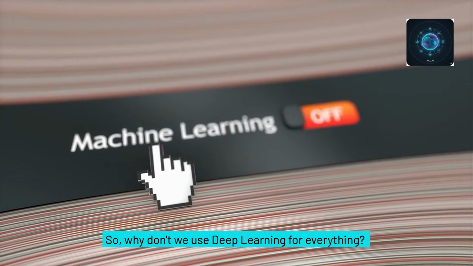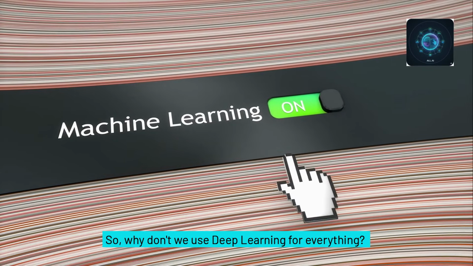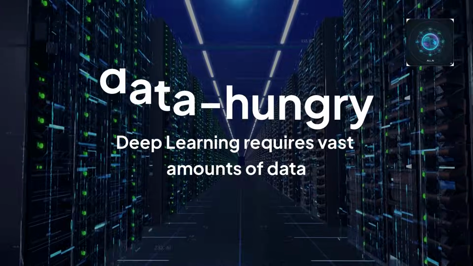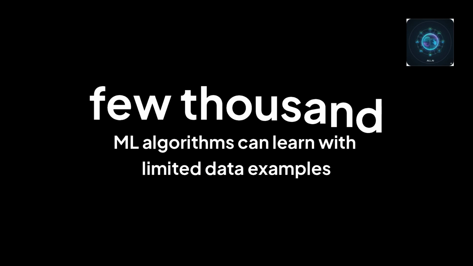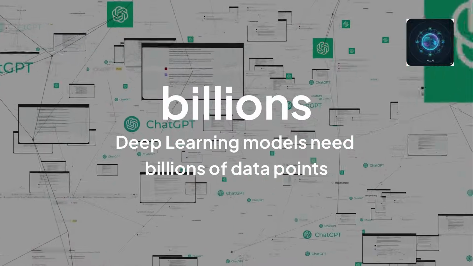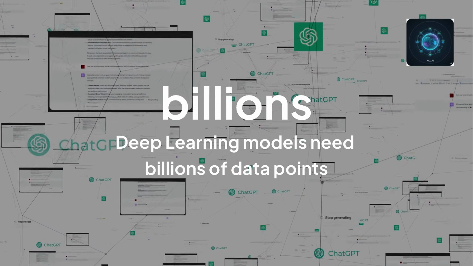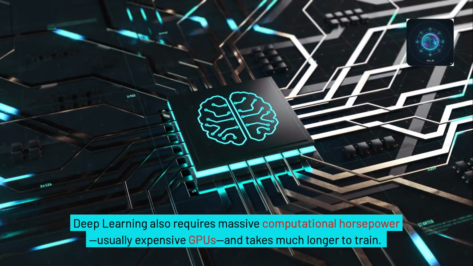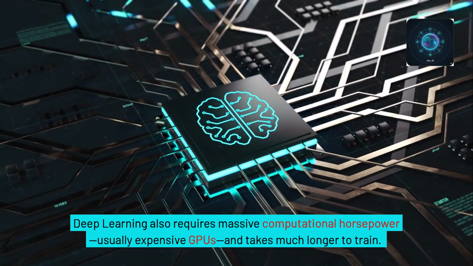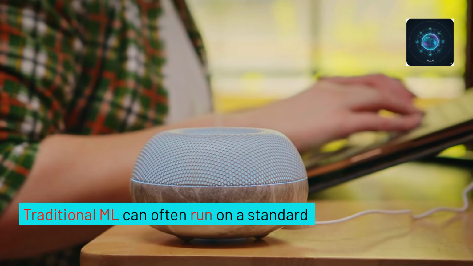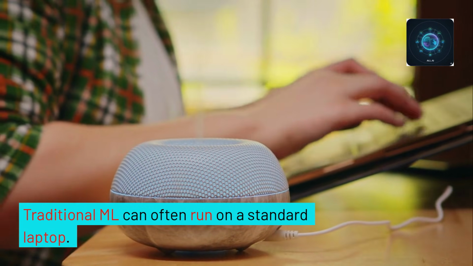So, why don't we use deep learning for everything? Because it comes at a cost. Deep learning is data hungry. An ML algorithm might learn to spot spam emails with a few thousand examples. A deep learning model like ChatGPT needs billions upon billions of data points. Deep learning also requires massive computational horsepower, usually expensive GPUs, and takes much longer to train. Traditional ML can often run on a standard laptop.